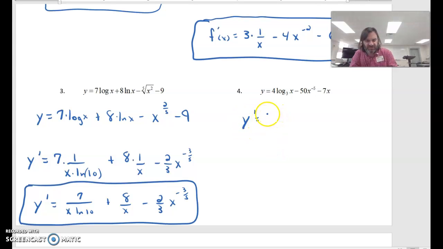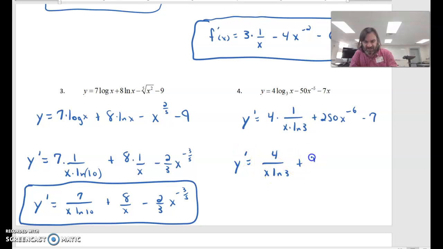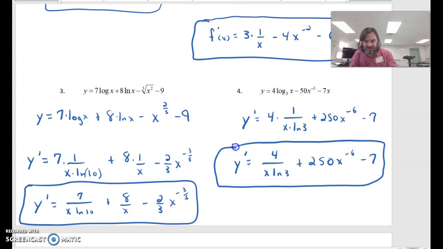So y prime equals, there's the 4 as a constant will stay there. Log base 3 of x. That rule will put 1 over x times the natural log of 3. And then minus 50x to the negative 5, that will be a power rule, so that would be plus 250x to the negative 6, minus 7x turns to minus 7. So I'll just rewrite it a little bit. It'll be 4 over x times the natural log of 3, plus 250x to the negative 6, minus 7. And there we are using new rules.